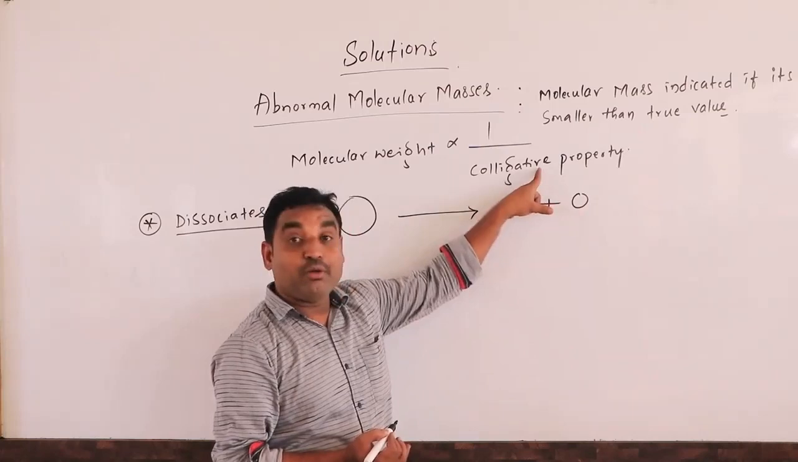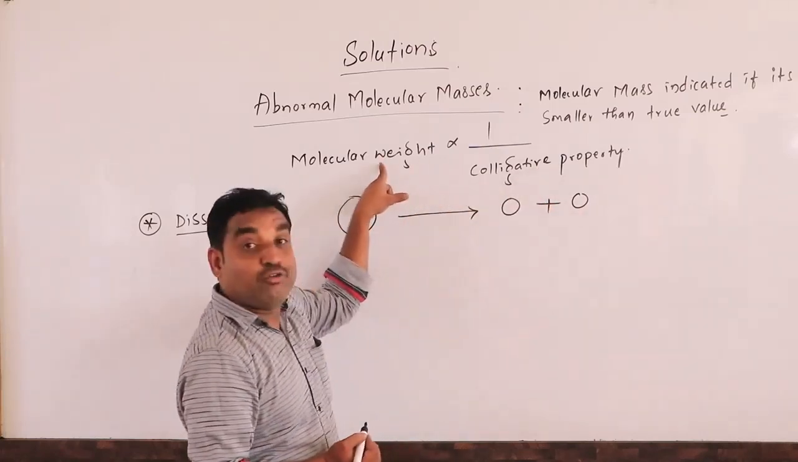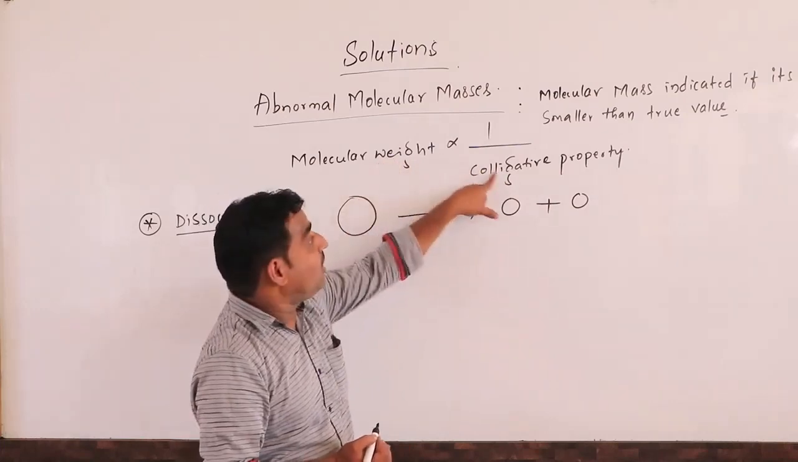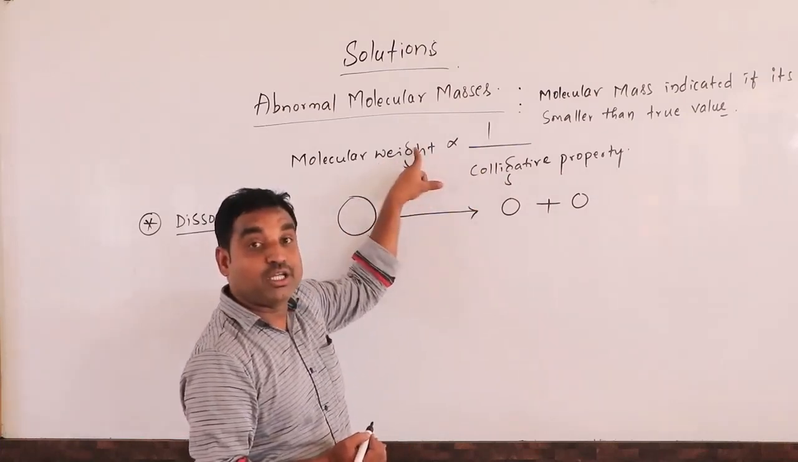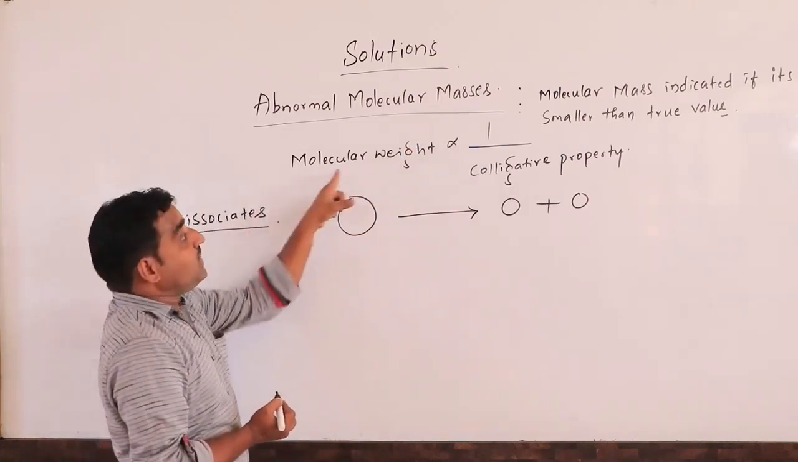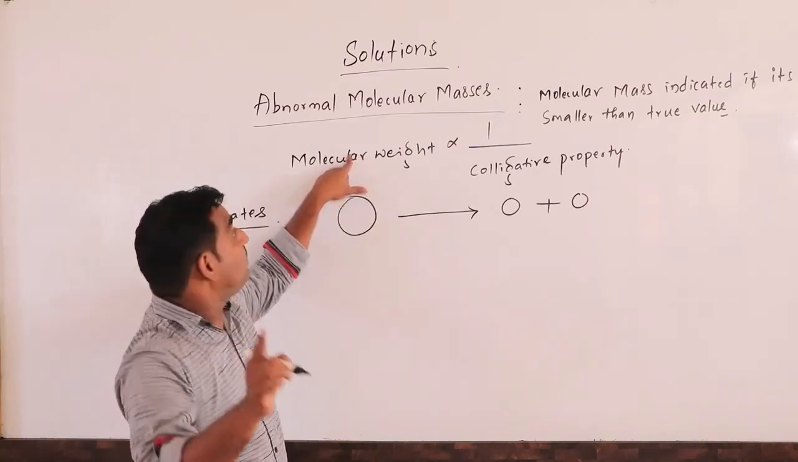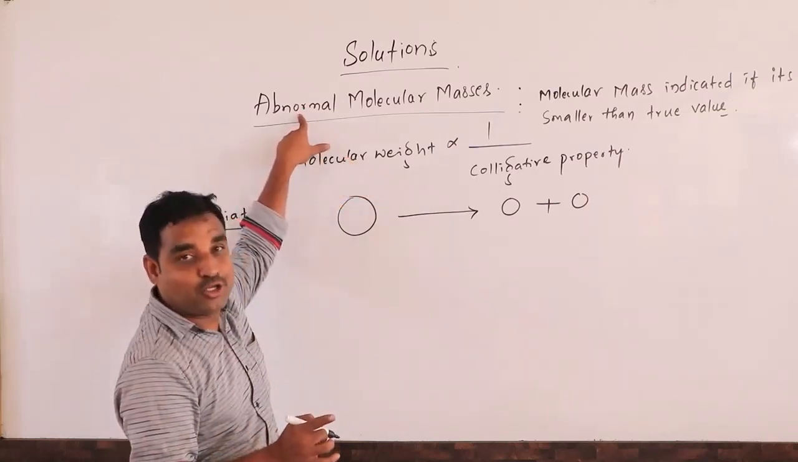If there are more solute particles, the colligative property, which depends upon the solute particles, will be more. More colligative property means less molecular weight or molar mass will come, because these are inversely proportional to each other. If the solute dissociates in a solvent, in such cases we will get less molecular mass than the true value, which we call the abnormal molecular mass.